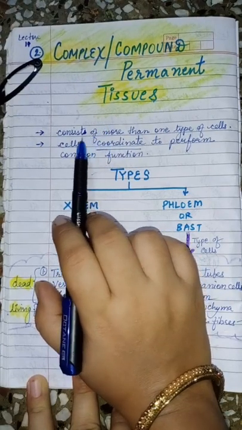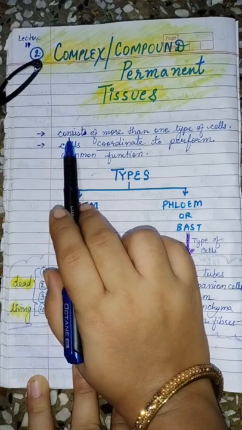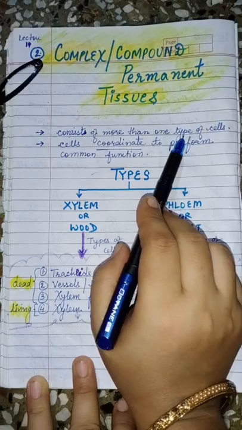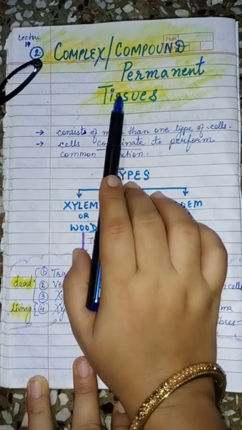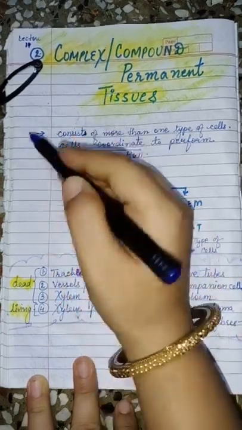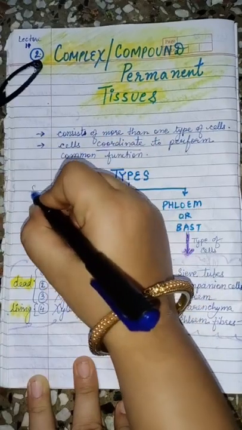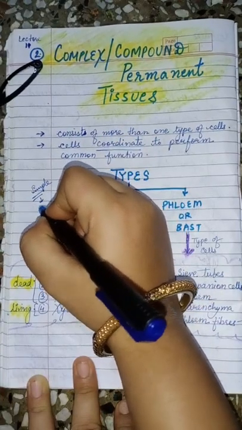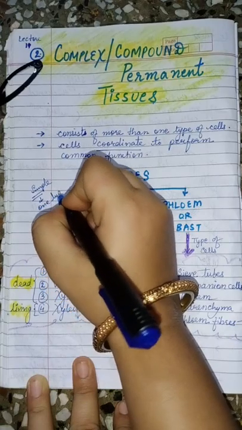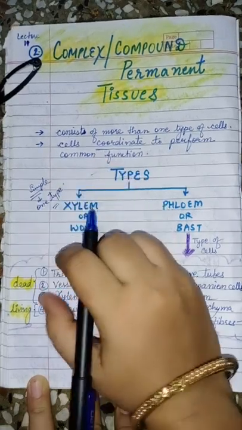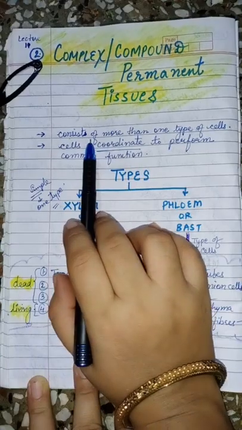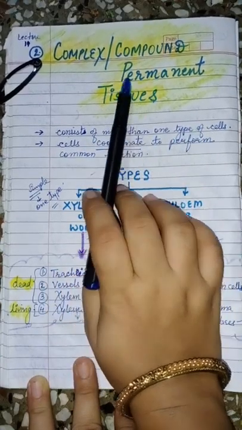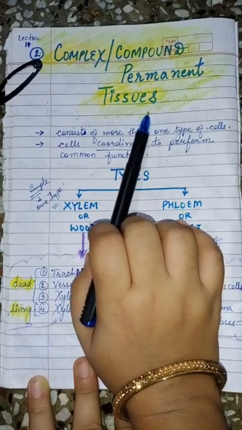Okay students, next, features consist of more than one type of cell. Why they are termed as complex? Because simple tissues were made up of only one type of cells, but here more than one type of cells forming complex permanent tissues.